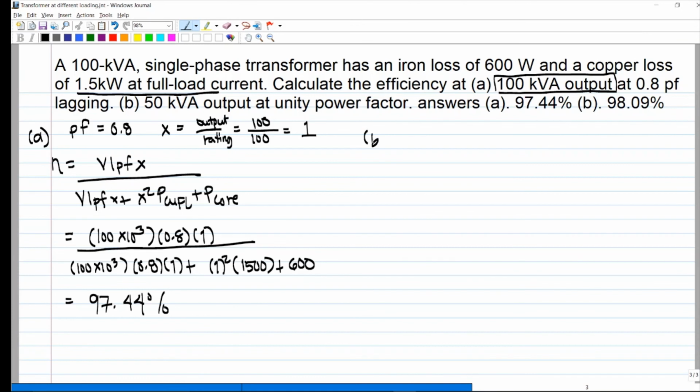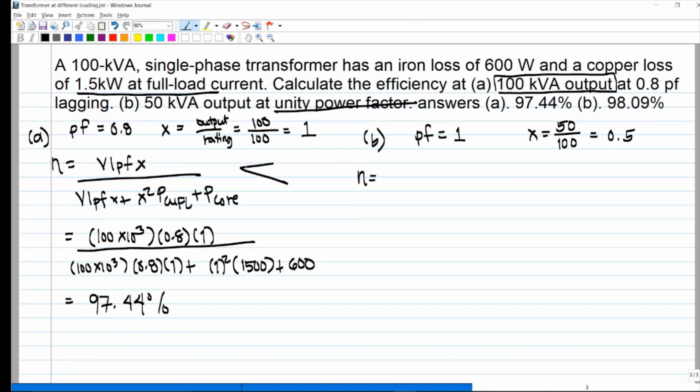Lastly, at letter B, ilista ulit natin anong power factor ang gagamitin and ano ang loading. So sa letter B natin, ang power factor is unity, kaya that is 1. And yung output natin is 50 kVA. So the output is 50 and the rating is 100 kVA. Therefore, ang loading natin ay half or 0.5. So solving for N now using this formula.